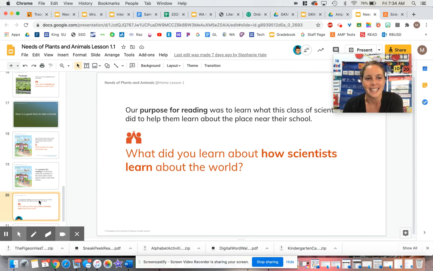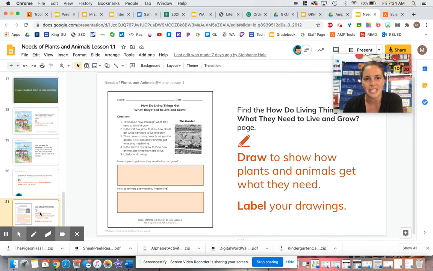All righty, so let's move on to this one. So what you guys are going to do is you're going to tell us about how plants and animals get what they need. And you could draw a picture and you can label your picture. So you will do this in your science notebook. You will find this page, the needs of plants and animals and how they get the things that they need to live and grow. And you can write, or you could just draw a picture too.